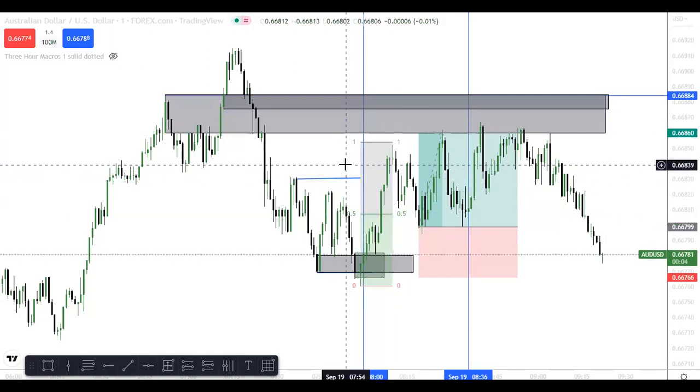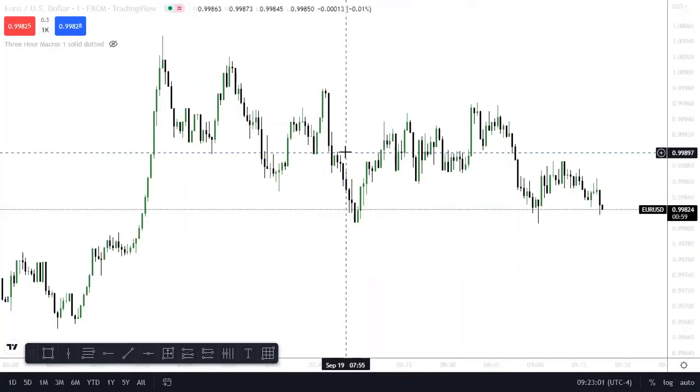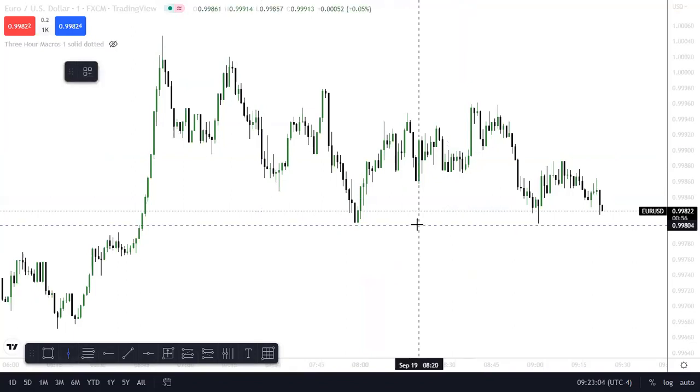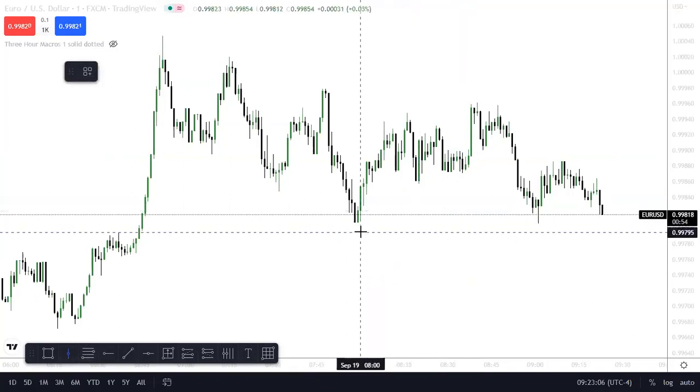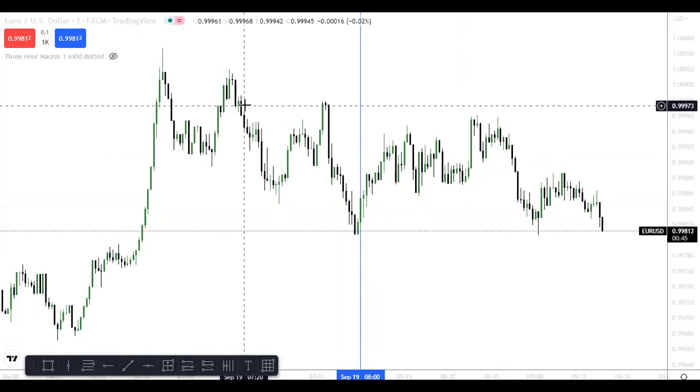EU was the next pair. EU, and by default, I just need to know where my 8 o'clock opening price is. There. What do you use? I use my 1 hour chart for hourly ranges. That's it.